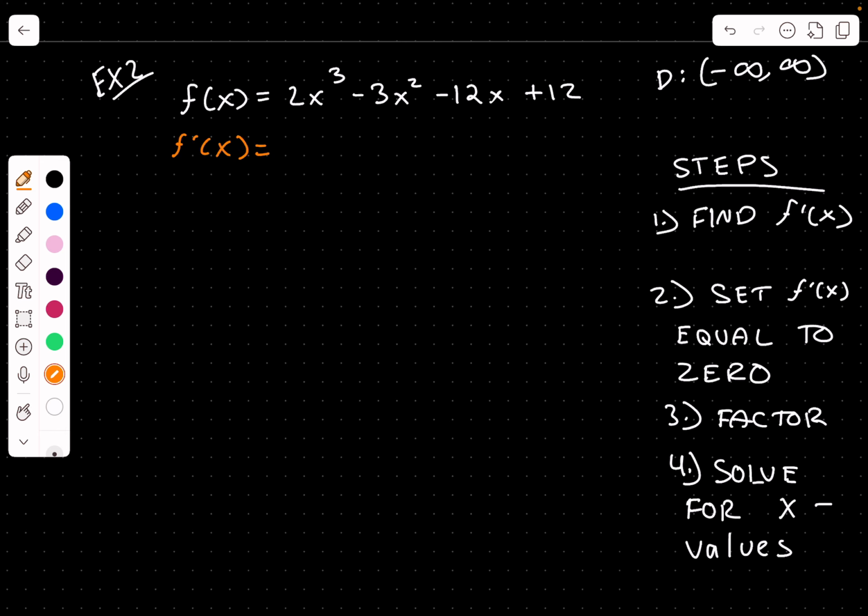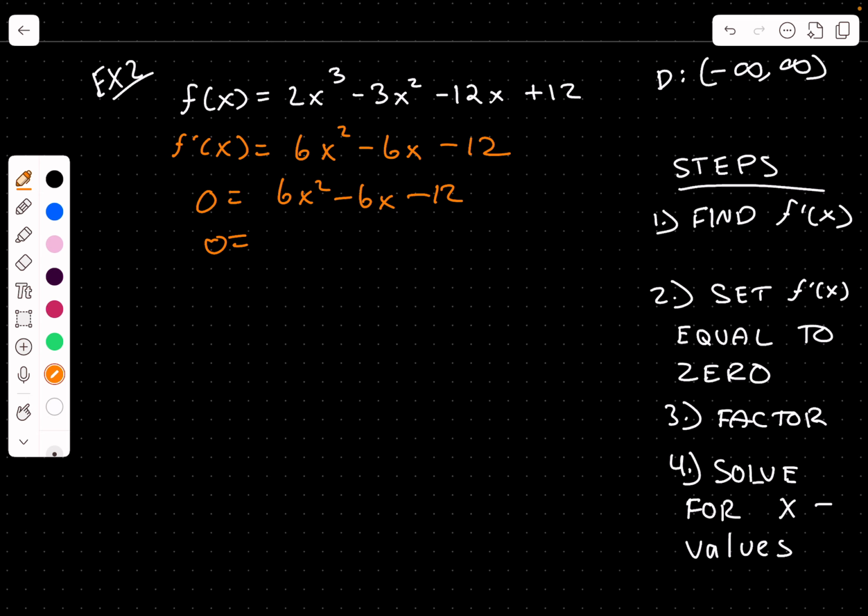So f prime of x equals 6x to the second power minus 6x to the first power minus 12. Then we must set it equal to 0 and then factor it. You can either factor it, then set it equal to 0, or simplify it, then set it equal to 0. It really doesn't matter as long as you're setting it equal to 0 at some point in time and finding your x values. In some complex problems, I prefer to simplify it before setting it equal to 0. So it really is just dependent on what your brain likes best.